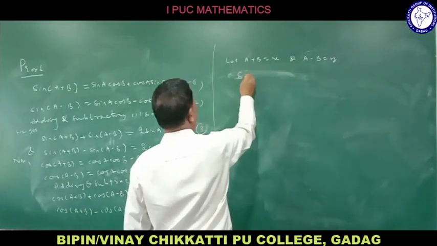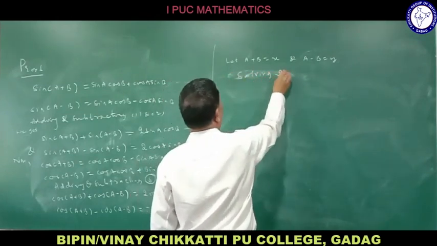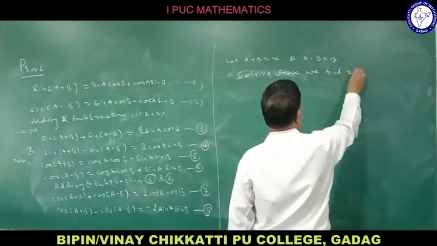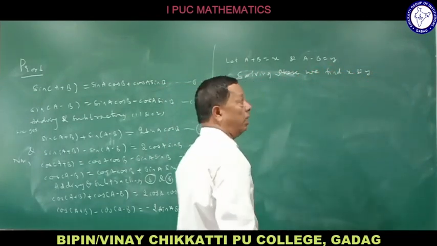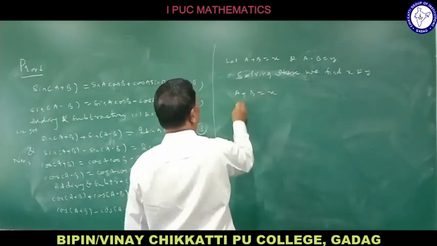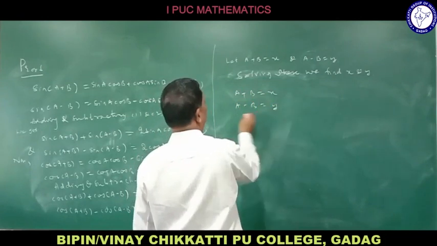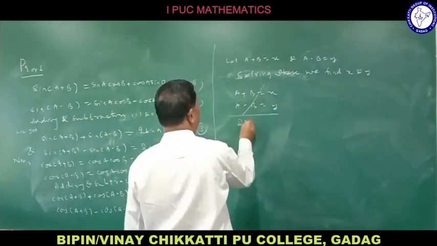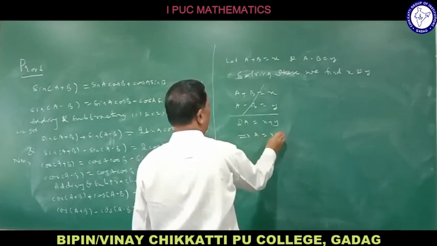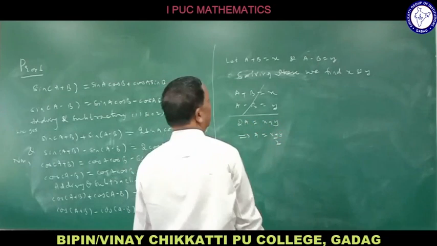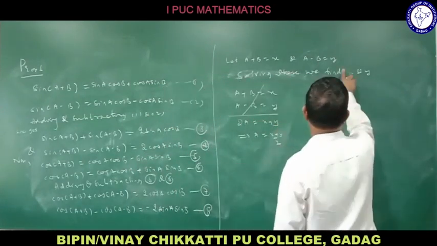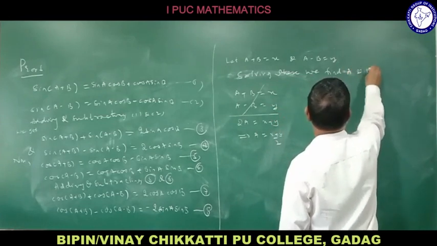or you can see that solving these we find x and y. How to find out? Solving means either to add or subtract. A plus b equal to x, a minus b is equal to y. Suppose if you add, b cancels. 2a is equal to x plus y, and ultimately a is equal to x plus y by 2. Solving these equations, you find a and b in terms of x and y.